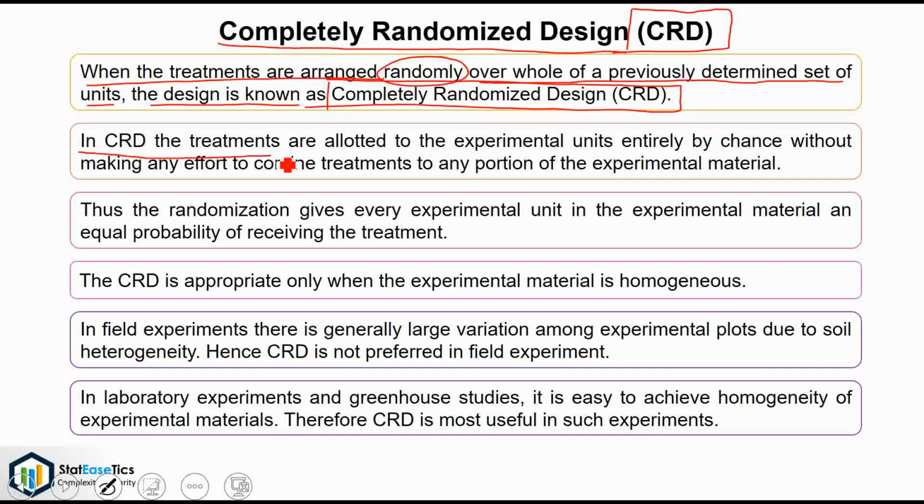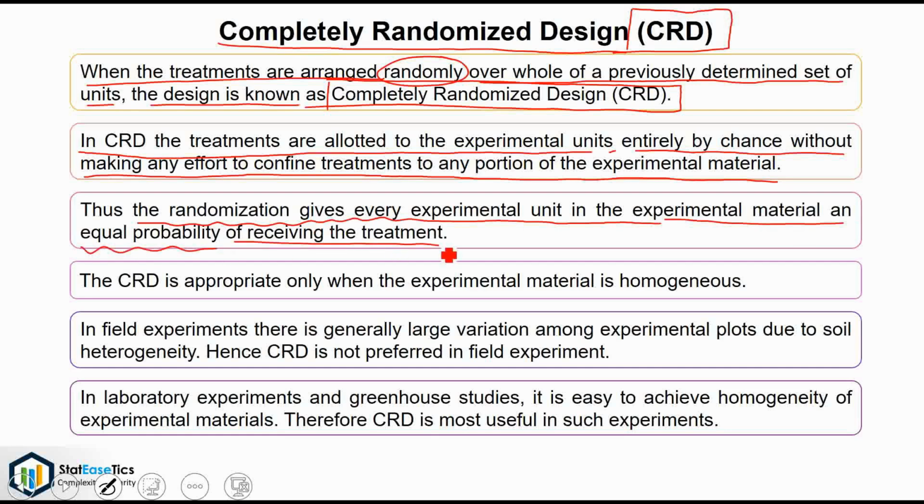In CRD, the treatments are allotted to the experimental units entirely by chance without making any effort to confine treatments to any portion of the experimental material. Thus, the randomization gives every experimental unit in the experimental material an equal probability of receiving the treatment.